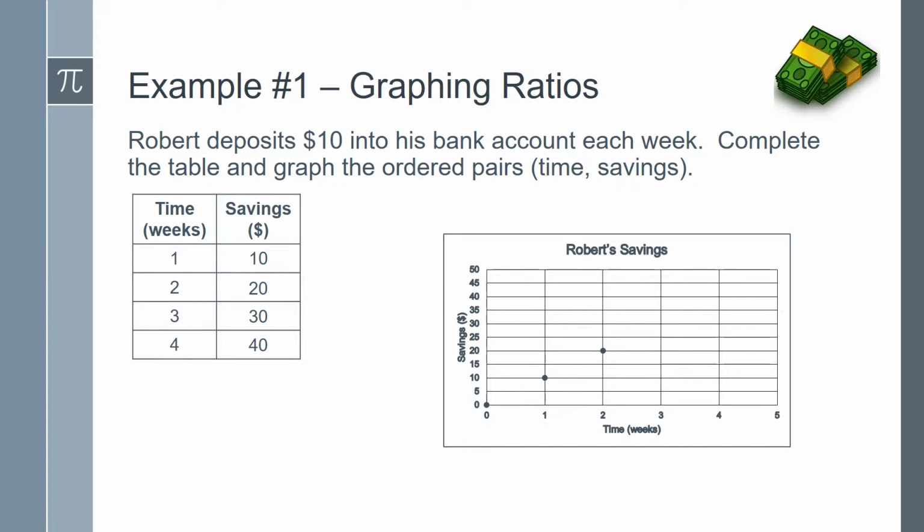The next point is 2 weeks and $20. So we go to 2 on the x-axis, 20 on the y-axis, and we plot the point where they intersect. We do the same thing for the next point, 3 weeks, $30. And finally, 4 weeks and $40. Now we can draw a line. Make sure to use your ruler to connect the dots in a straight line. You've now graphed the ratio for Robert depositing the money into his bank account each week.